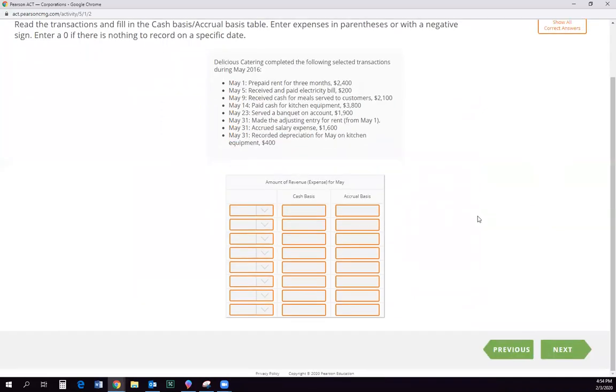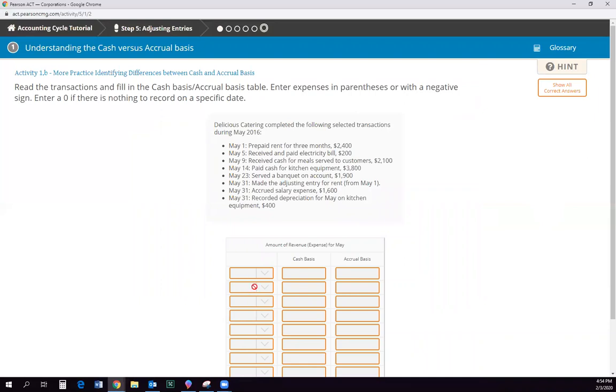All right, so under 1B, now it wants us, and I think I'm going to go ahead and work this one out if it will let me. No, it won't, because I'm in preview mode. So I'll just have to talk you through it. So under 1B, we're to read the transactions and fill in the cash basis, accrual basis table. So again, they're trying to get us to see the difference between these two bases of accounting.